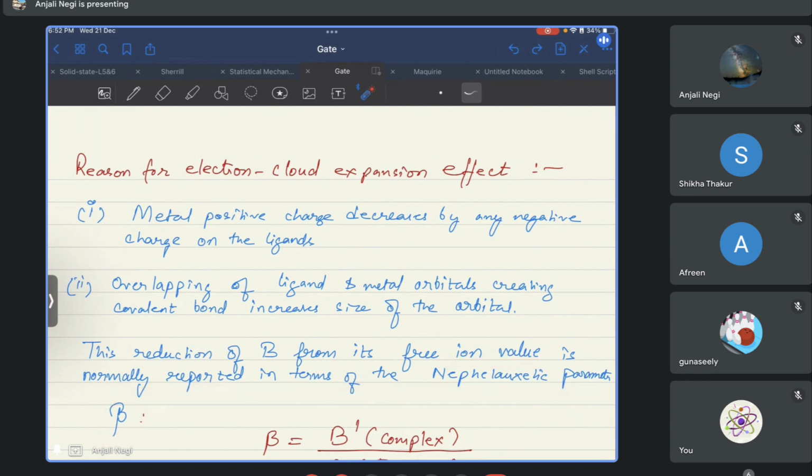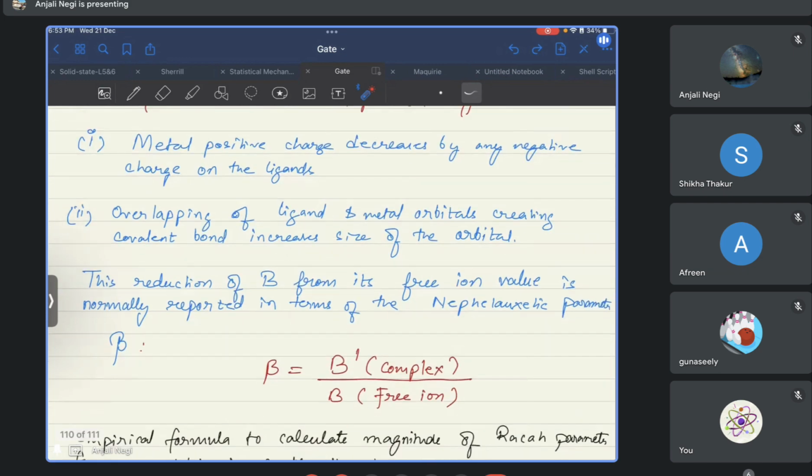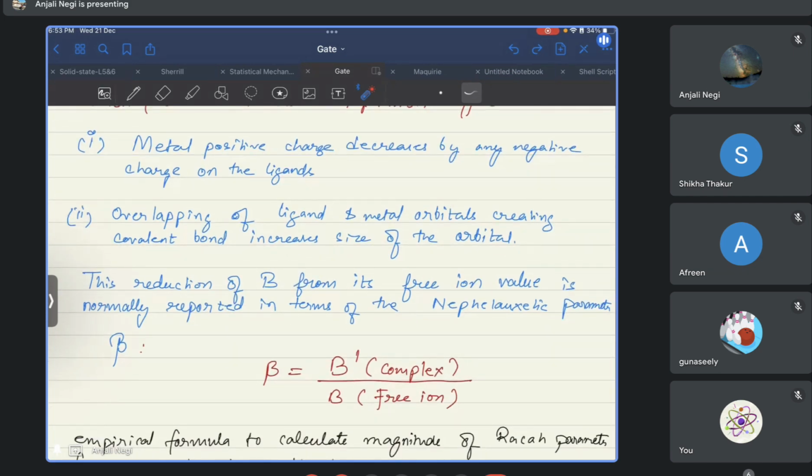Now while preparing this, I also got confused between the nephelauxetic parameter beta and the nephelauxetic effect. These two are indirectly proportional. So when I am saying there is more nephelauxetic effect, meaning the electron cloud must have expanded more, and meaning that my Racah parameter for the metal complex is reduced, because it is just a measure of the electronic repulsion.